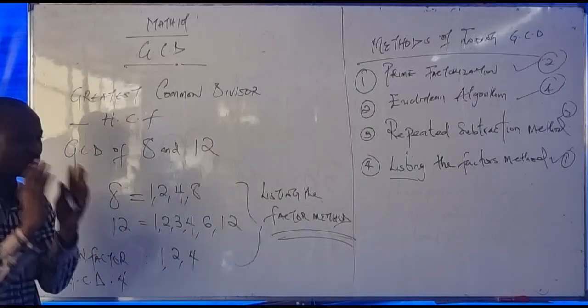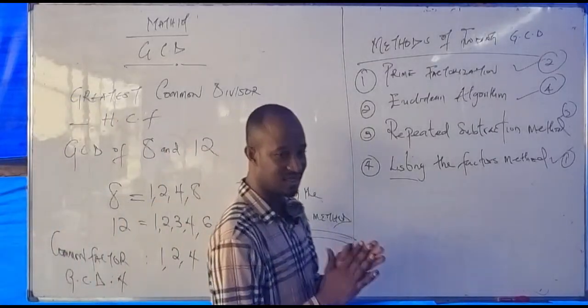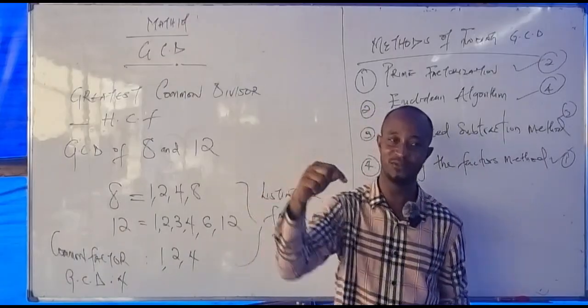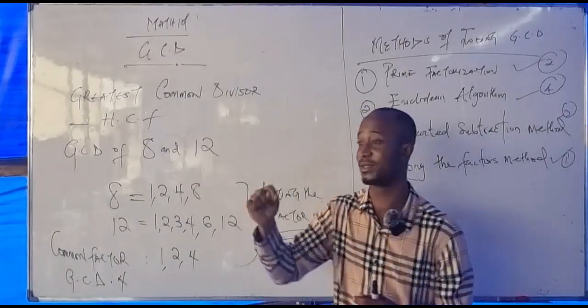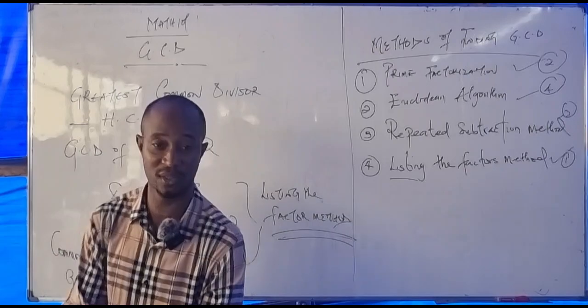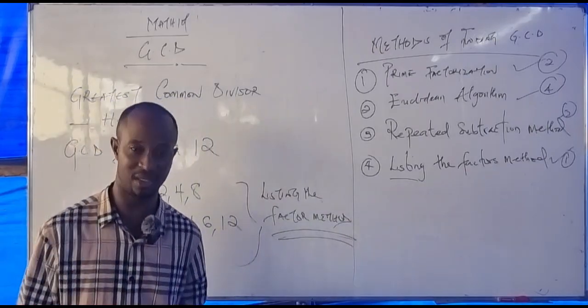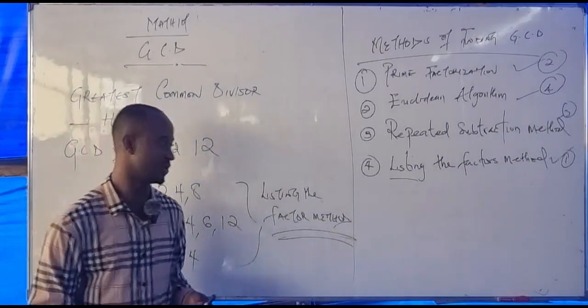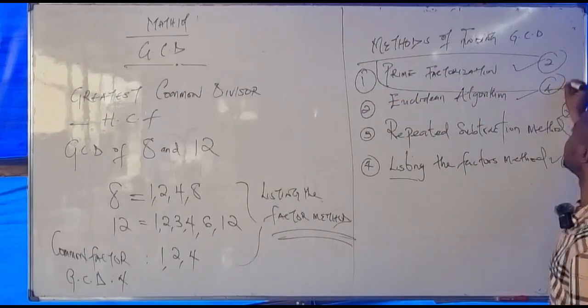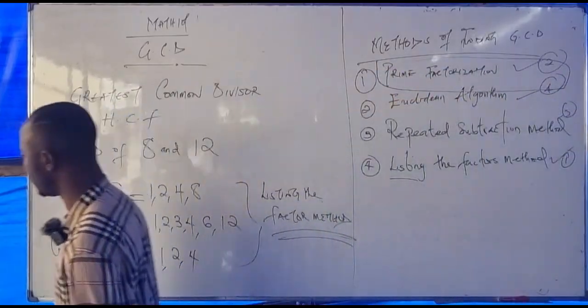But one thing you should take note of: GCD means that positive number that can divide two or more positive numbers without leaving a remainder. That's the knowledge you should have. Now let's look at prime factorization, but let me give an example first, then we'll move forward.